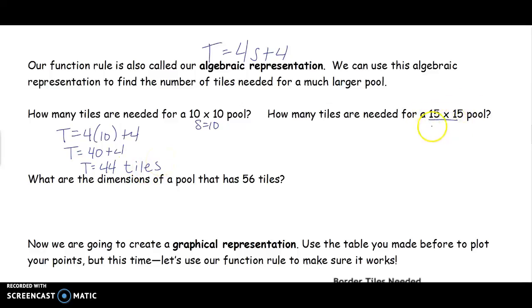Same thing here about a 15 by 15 pool. Well, our side length is 15. So we would take that and put it into our function rule, which is the same as saying an equation, but function rule. And we would say 4 times 15 is 60, plus 4 is 64. So you would need 64 tiles for a 15 by 15.